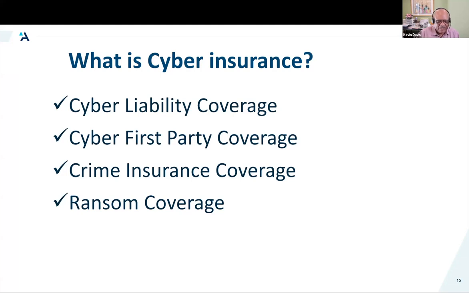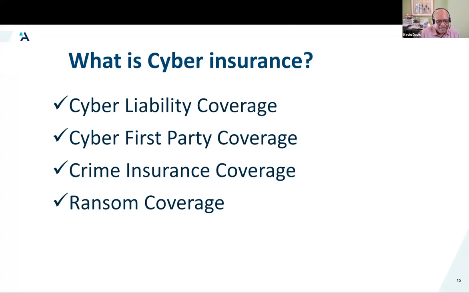Cyber liability coverage. Cyber liability is exactly what it says. All of a sudden, I've been sued because I failed to monitor the situation. I failed to have cybersecurity background. I failed to supervise the money. I failed to do something, and as a result, they want to hold me responsible. So that is your basic cyber liability coverage.